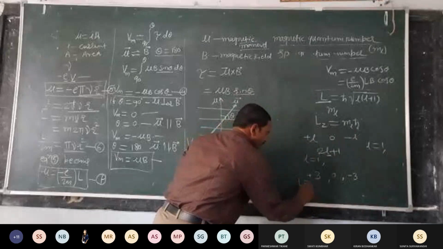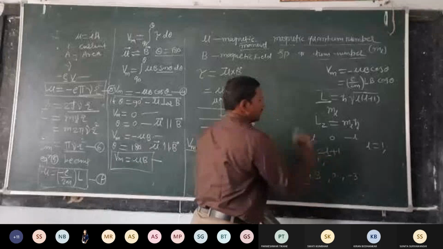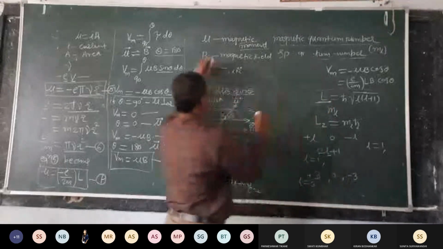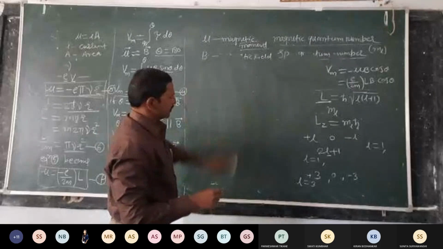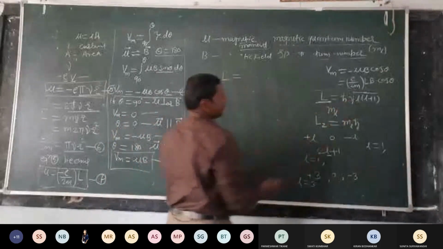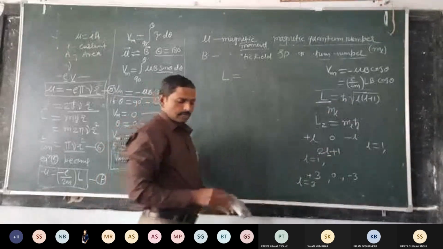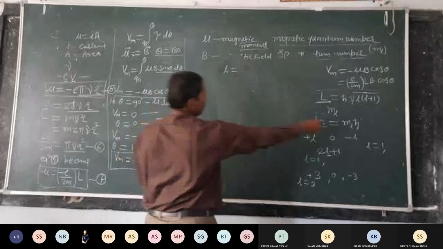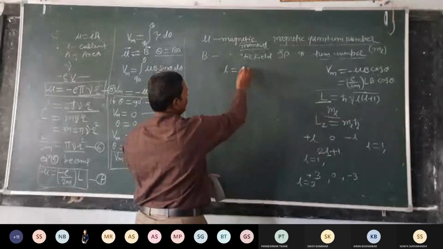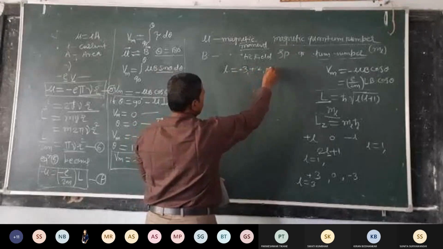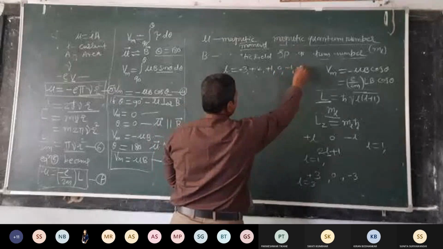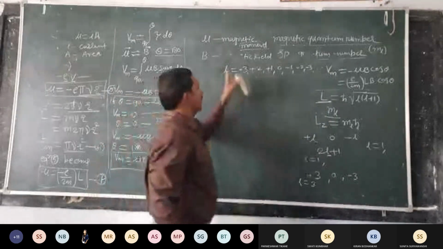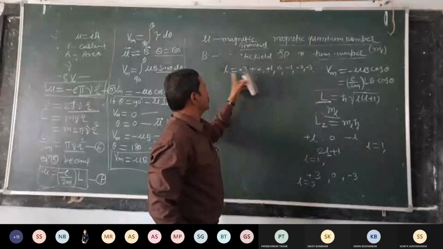Now I am taking the odd case for 2L plus 1, that means L is equal to 3. If L is equal to 3, take the magnetic quantum number. For L is equal to 3, the values are plus 3, plus 2, plus 1, 0, minus 1, minus 2 and minus 3. These are the possible orientations of the angular momentum for orbital quantum number L is equal to 3.